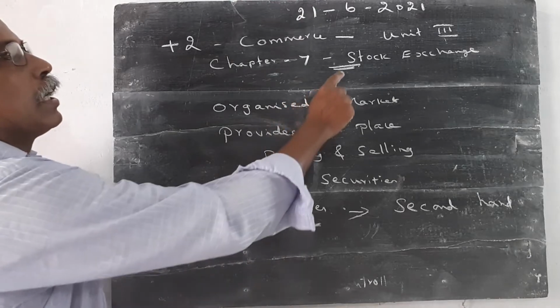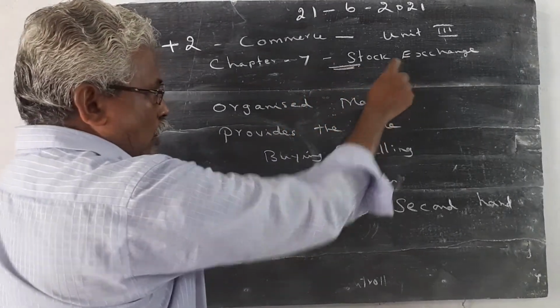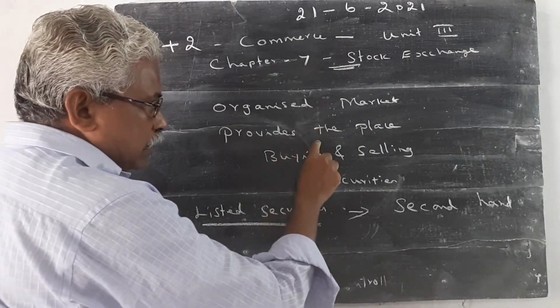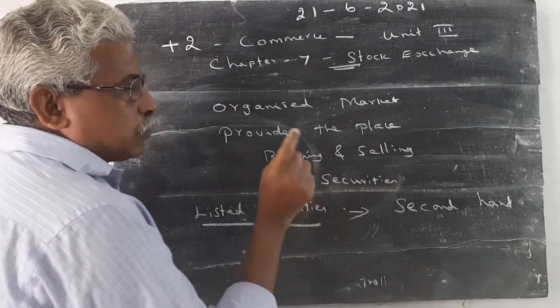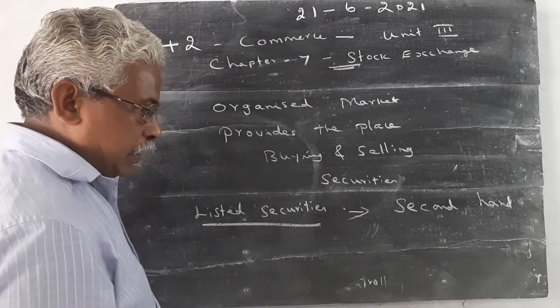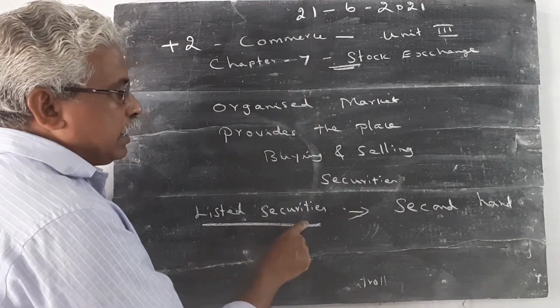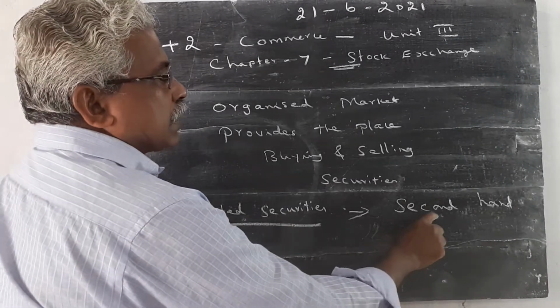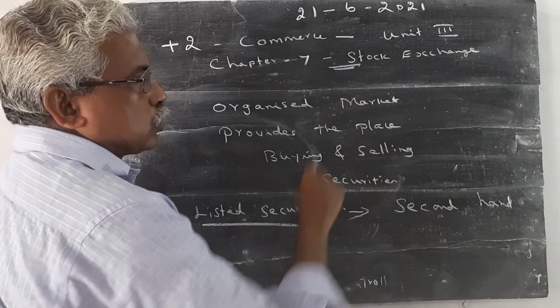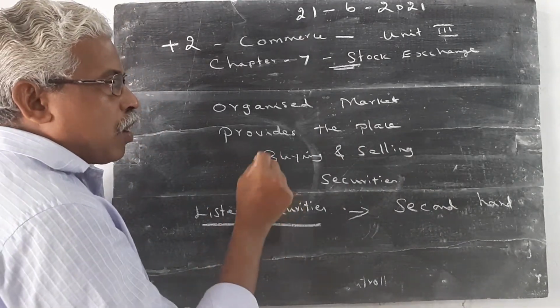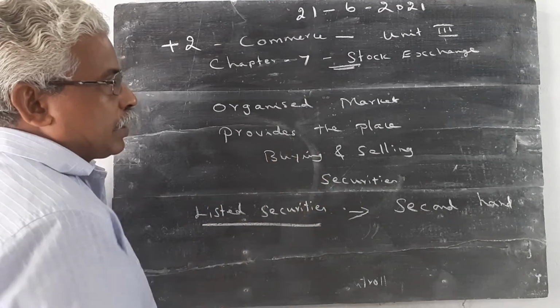Okay, once again I explain the meaning of stock exchange. Stock exchange is an organized market. Stock exchange provides the place to the investors for buying and selling the securities. In the stock exchange, only listed securities are bought and sold. Also second-hand securities are bought and sold. Fresh shares cannot be bought or sold in the stock exchange.